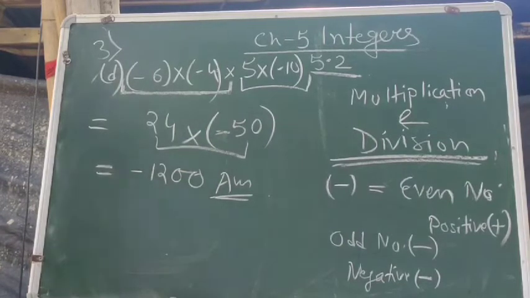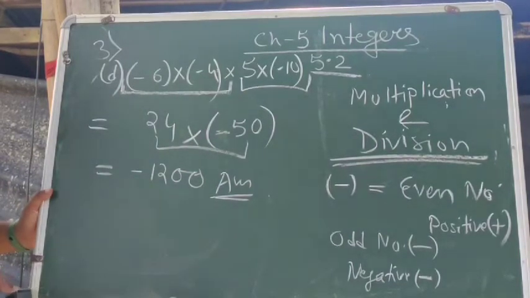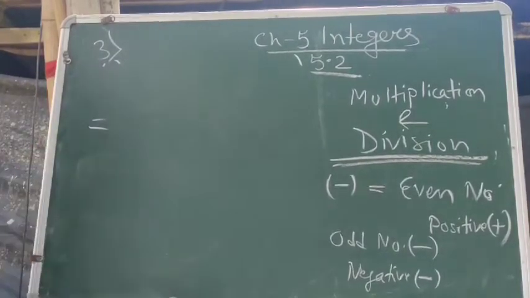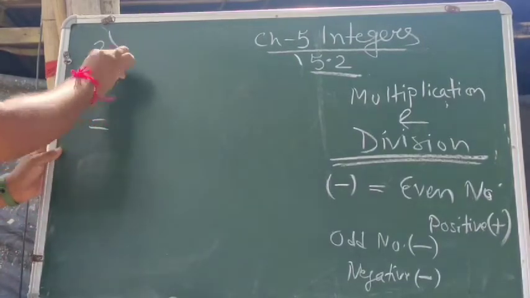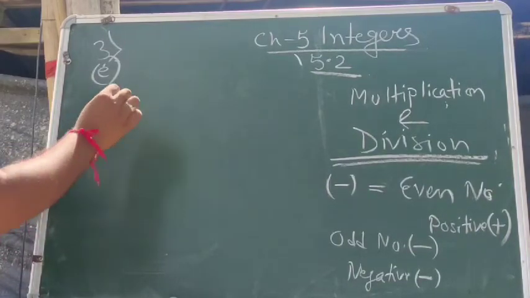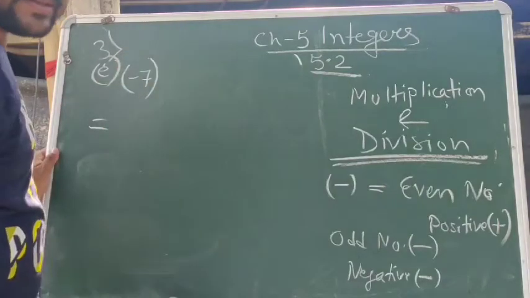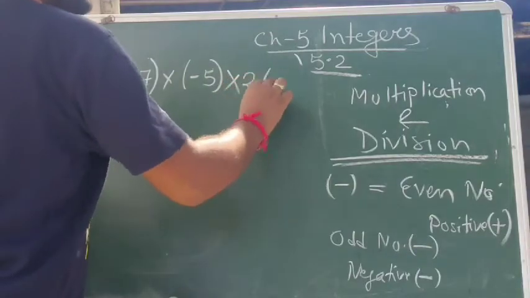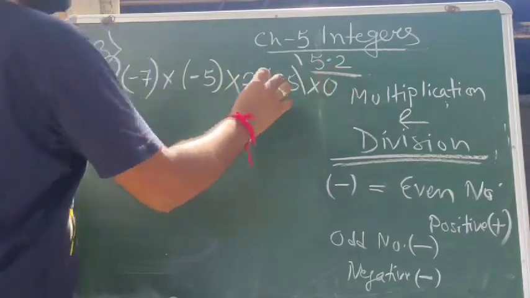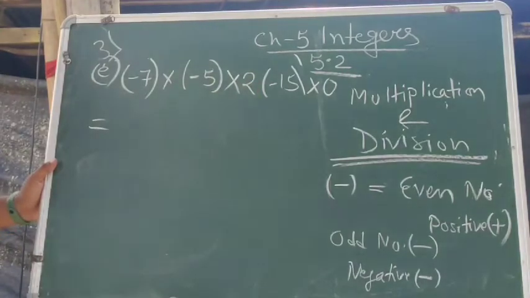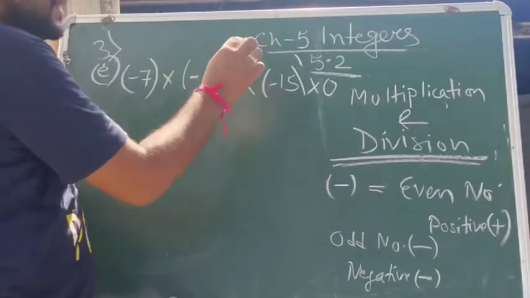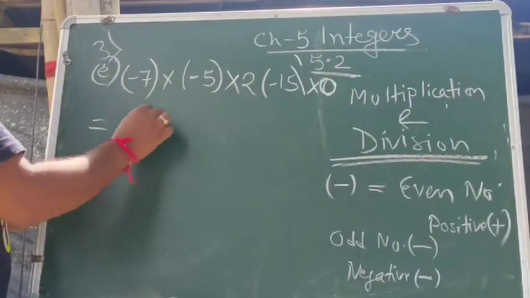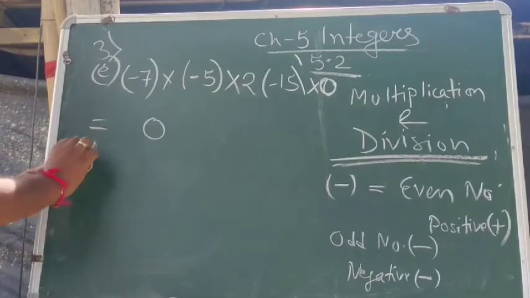Let us take another question. Sorry, this is number E. Multiplication of E, number 3E. Minus 7 into minus 5 into 2, within bracket minus 15 into 0. Look here, no sign is given. That means it indicates multiplication only. No sign is given here, which means this is multiplied only. When you multiply any number by 0, the answer will be 0 only. No need to do anything. The answer will be 0 only.